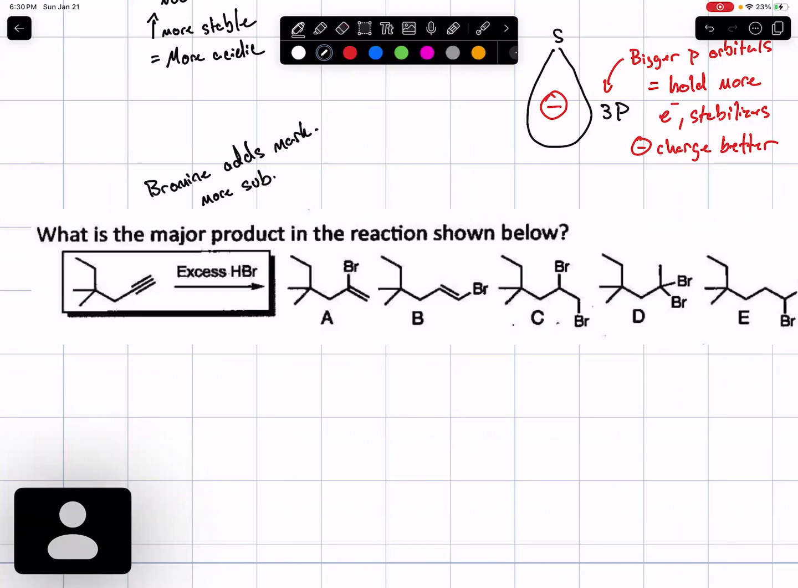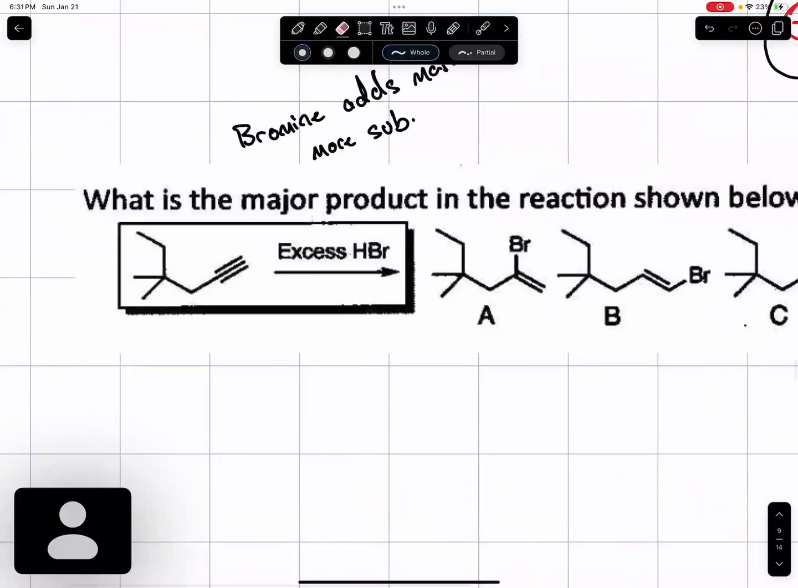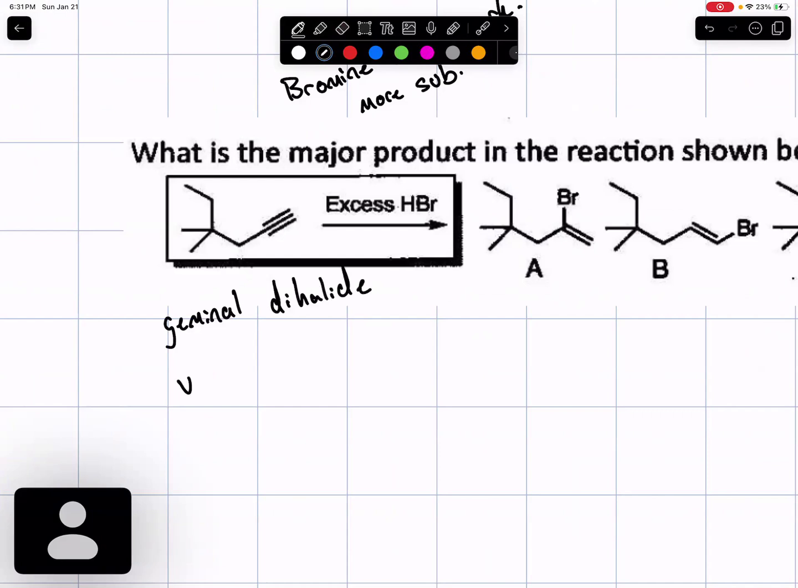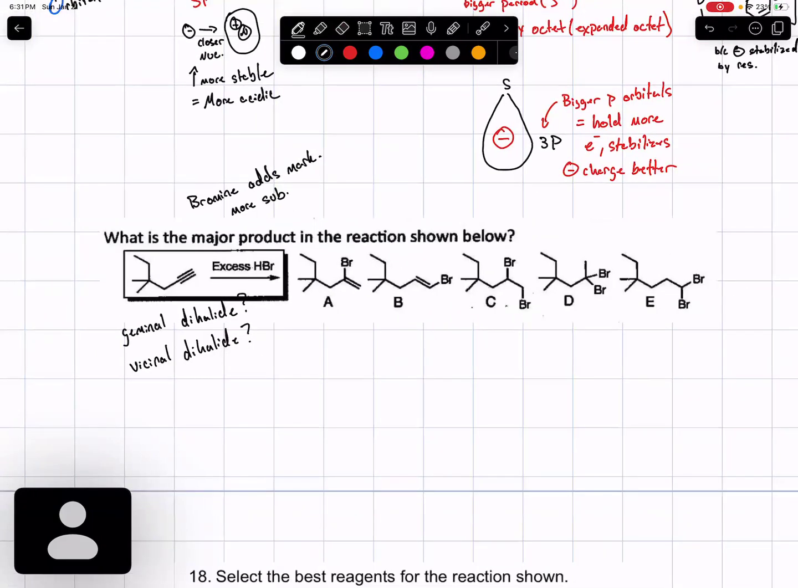Okay, so here we're using excess HBr. With excess HBr, are we forming, so here's the thing, are we forming a geminal dihalide, or are we forming a vicinal dihalide? When you use HBr with alkynes, what are you getting? A vicinal or a geminal dihalide? Is it geminal? Yes, it is geminal.